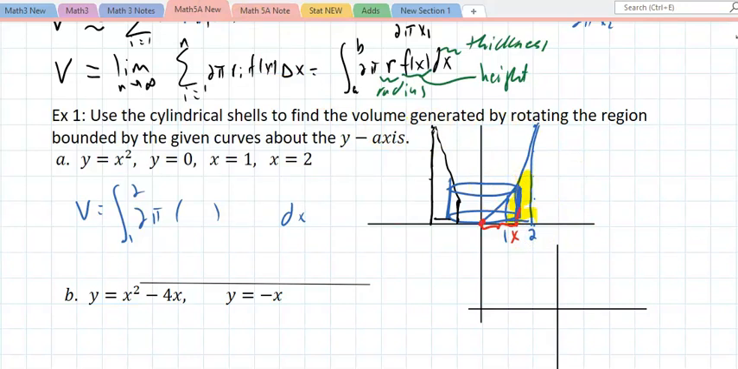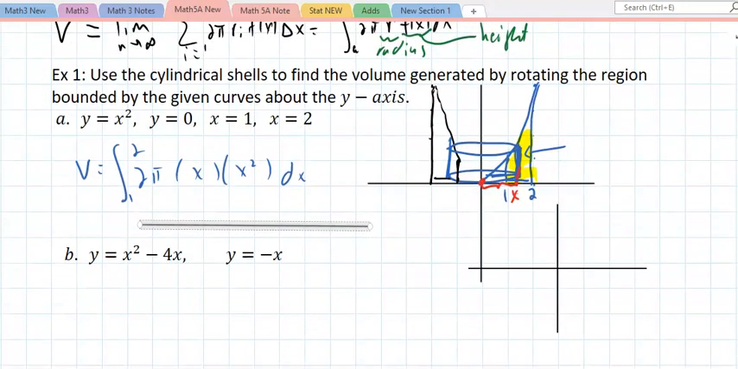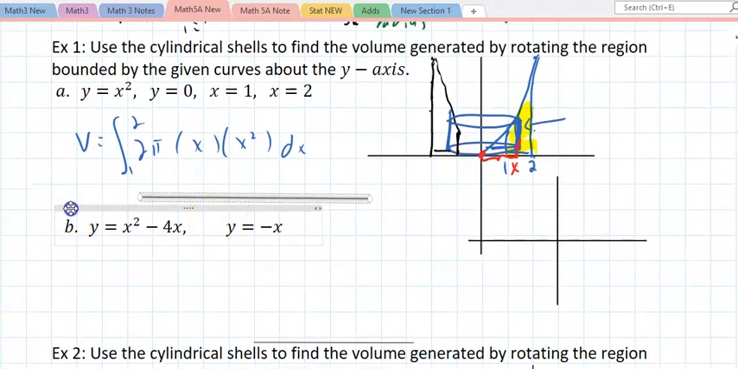So, if you look at that, isn't this radius actually the x in this case? And what's the height? The height is top minus bottom. The top is x squared minus 0, which is x squared. And there it is. And I'm assuming you could integrate all of those, so the integration I will leave to you as an exercise. Here's another problem.